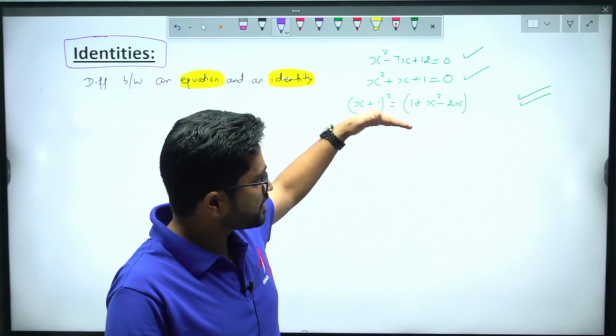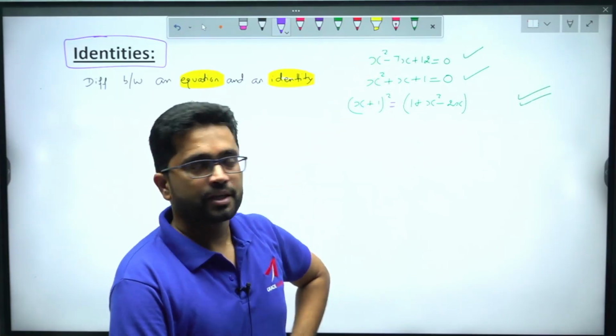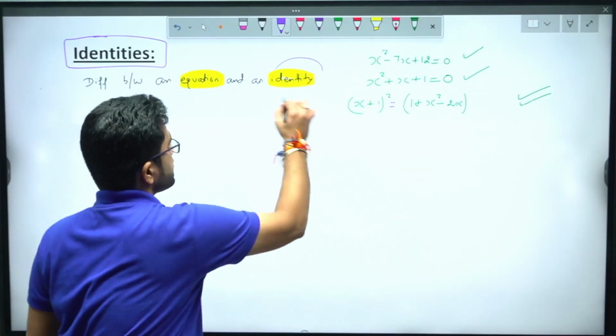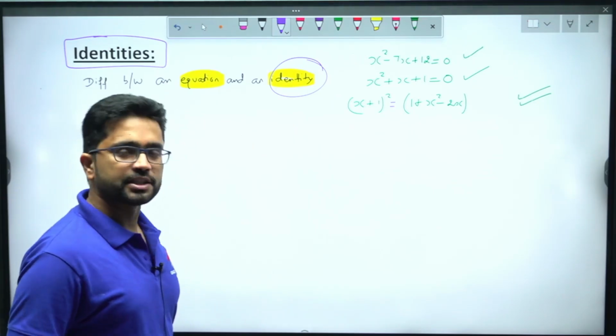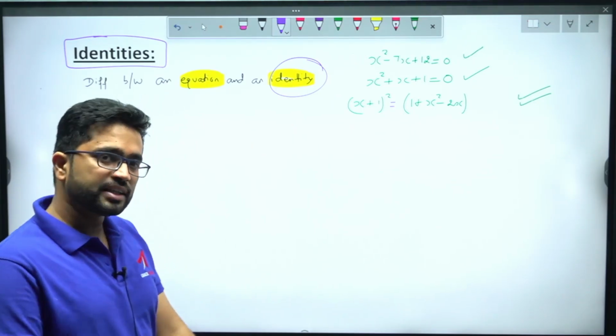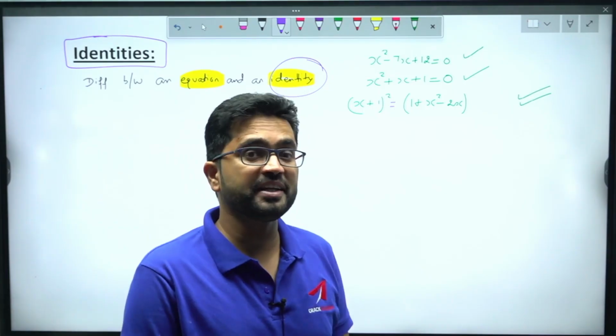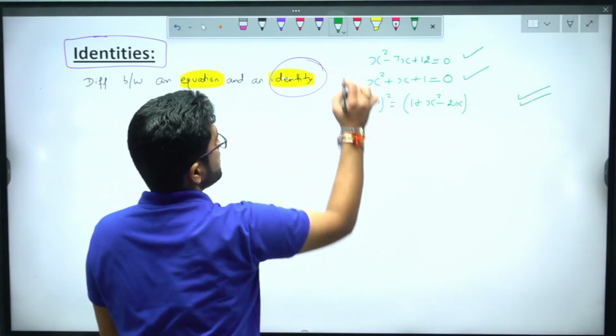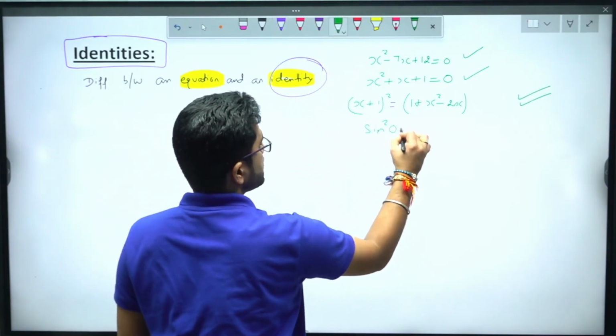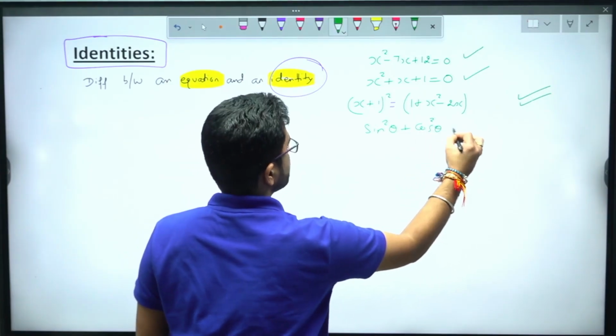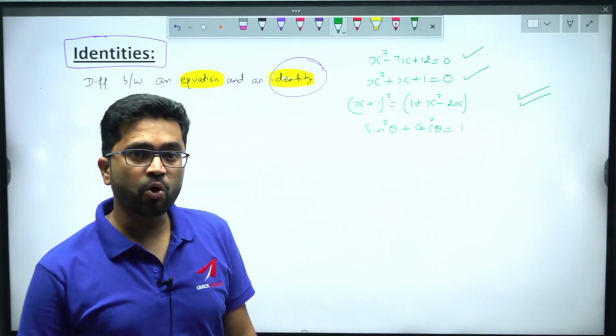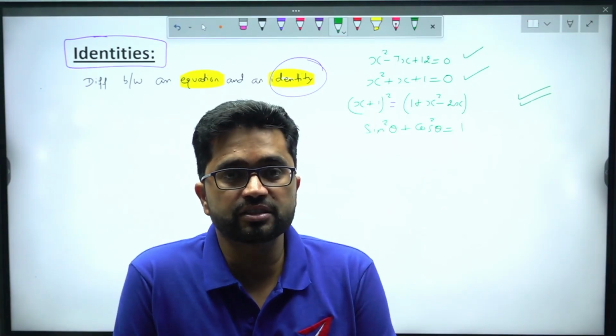So what is the difference between the third and the first? The third one is known as an identity. Algebraic identity, just like that. That is why the word is there, identity. Trigonometric identity: sin square theta plus cos square theta is what? 1. This is valid for all the values of theta: 30, 40, 60, 90, 0.